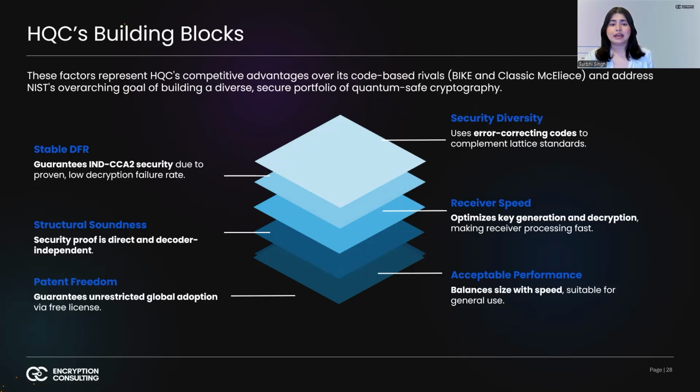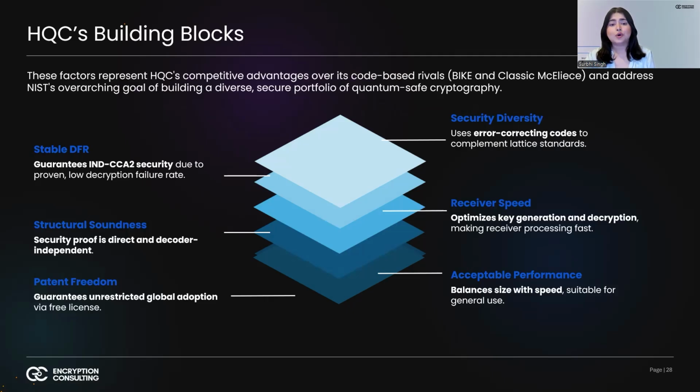HQC's internal design ensures its security proof is both direct and clean. The algorithm was built with a direct security reduction to the QCSD assumption. A key design feature is that the security analysis is independent of the specific decoding algorithm that is used for decryption. This inherent structural stability, where the code's hidden structure is separate from the secret key generation, simplifies the entire security argument, increasing confidence in the scheme's long term robustness.